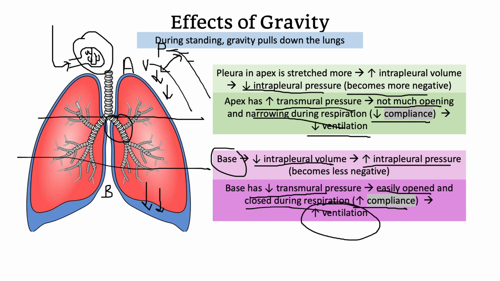lead to better ventilation. Okay, so in the base, the alveoli are more compliant, meaning they are highly distensible. So it is more distensible than the alveoli in the apex. So if it's easily distensible, when air comes in, it will go to the base because it is easy for the base to be distended, and the air will go to the base.